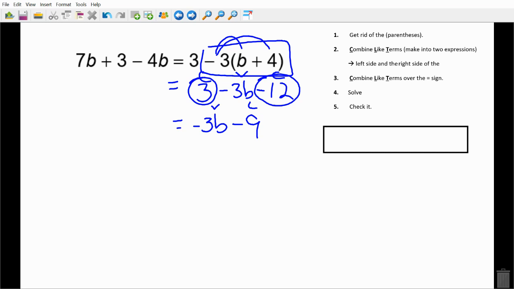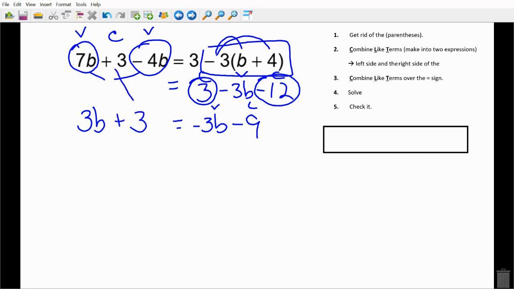So now let's do the left side. You have 7b and -4b. Those are both variables. And then we have positive 3 in the middle, which is a constant. So ready? Let's take these 2 variables and combine them. What do you get? What's 7 minus 4? Good. 3b. All right. We haven't done anything else to that plus 3, so we're going to drop it down.